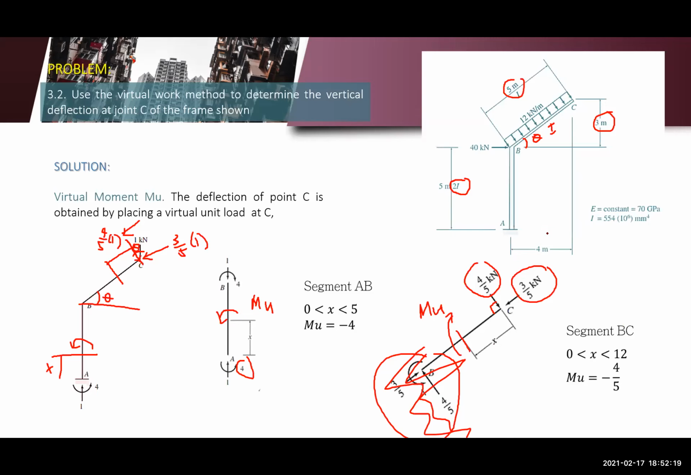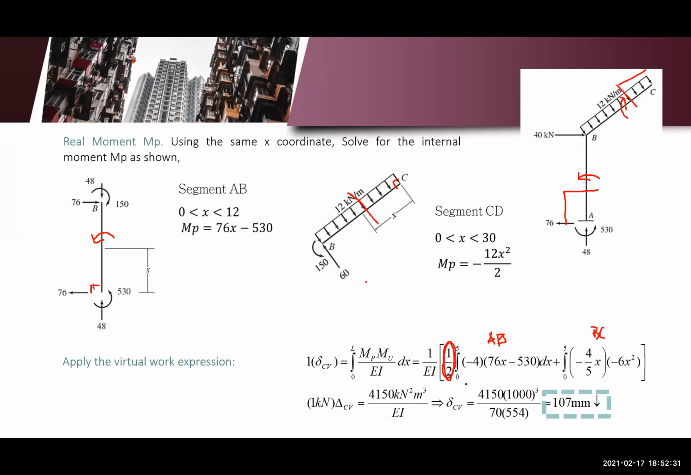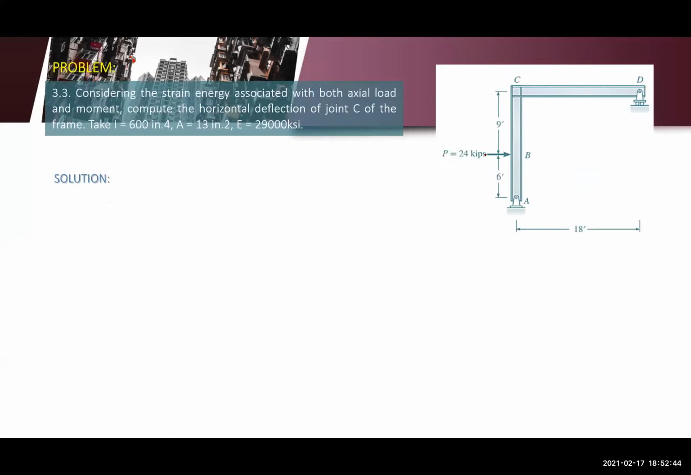Tapos 0 to 5. Bakit 5? This is 4, this is 3. Ang kino-consider natin is yung length ng member, so 5 meters po. So ayan. Substitute and then convert meter to millimeters. You will get the vertical deflection at point C is 107 millimeters. Okay. So ito naman, considering the strain energy, so consider na natin yung axial deformation kasi nakastate sa problem.